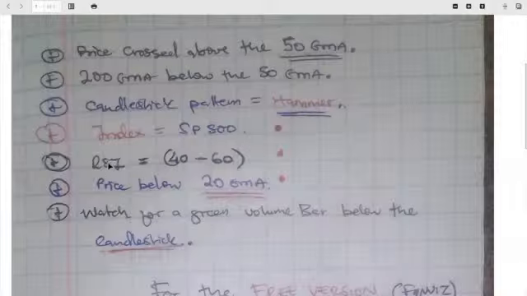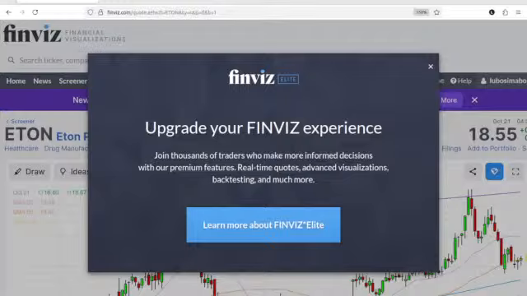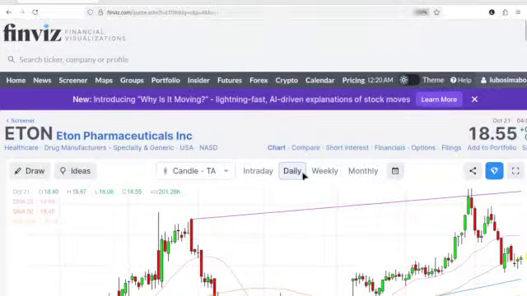Then you have the RSI. Now remember, the range should be between 40 and 60, and this is what you will see in the range here, between 40 and 60, right? So this is what you will see here.